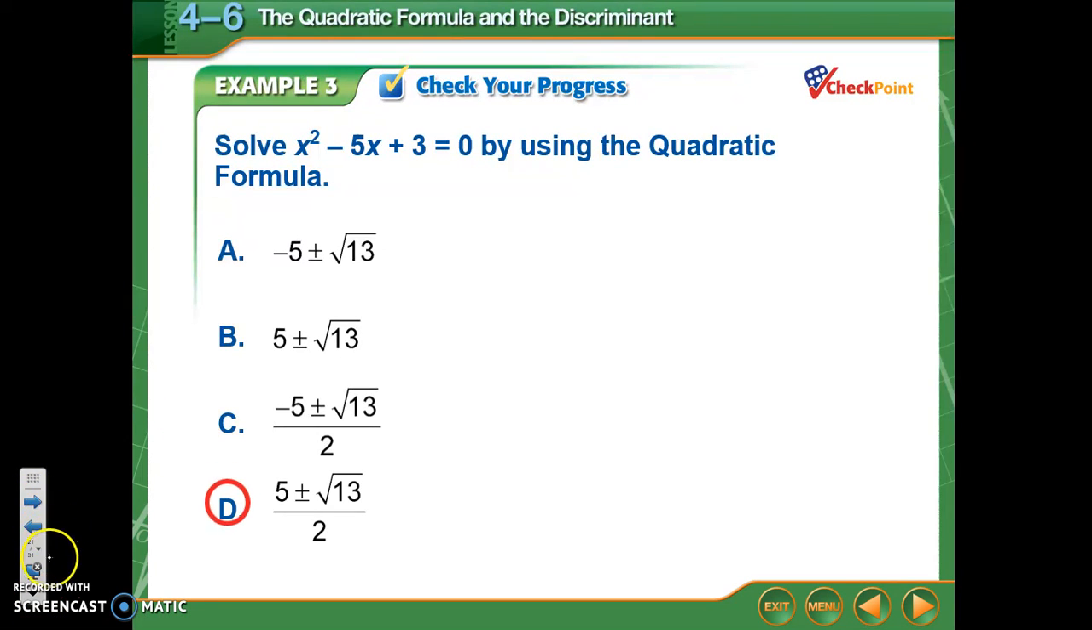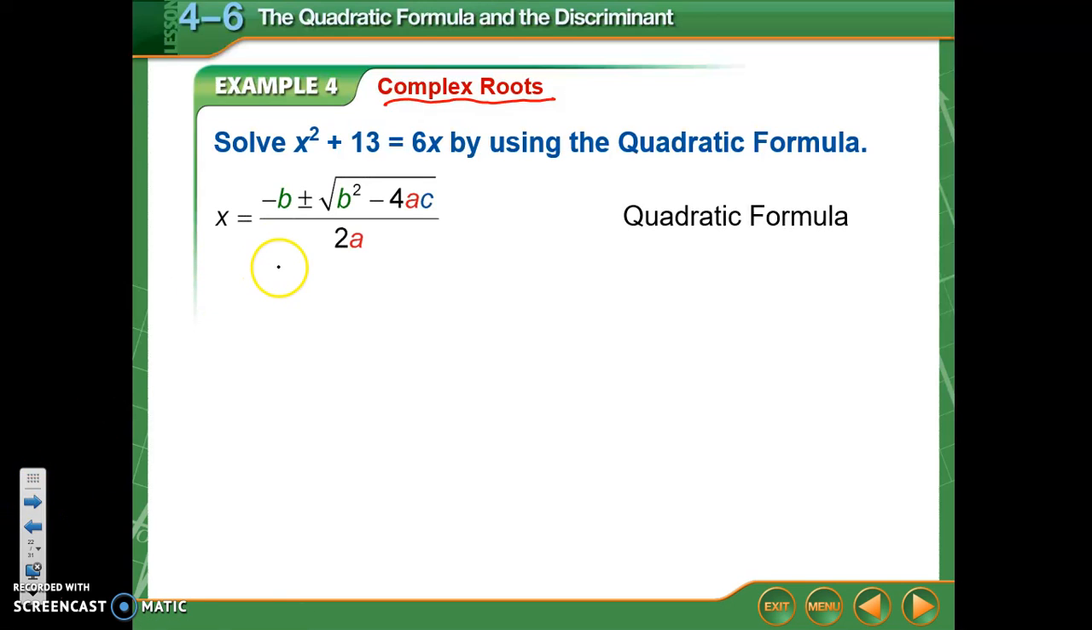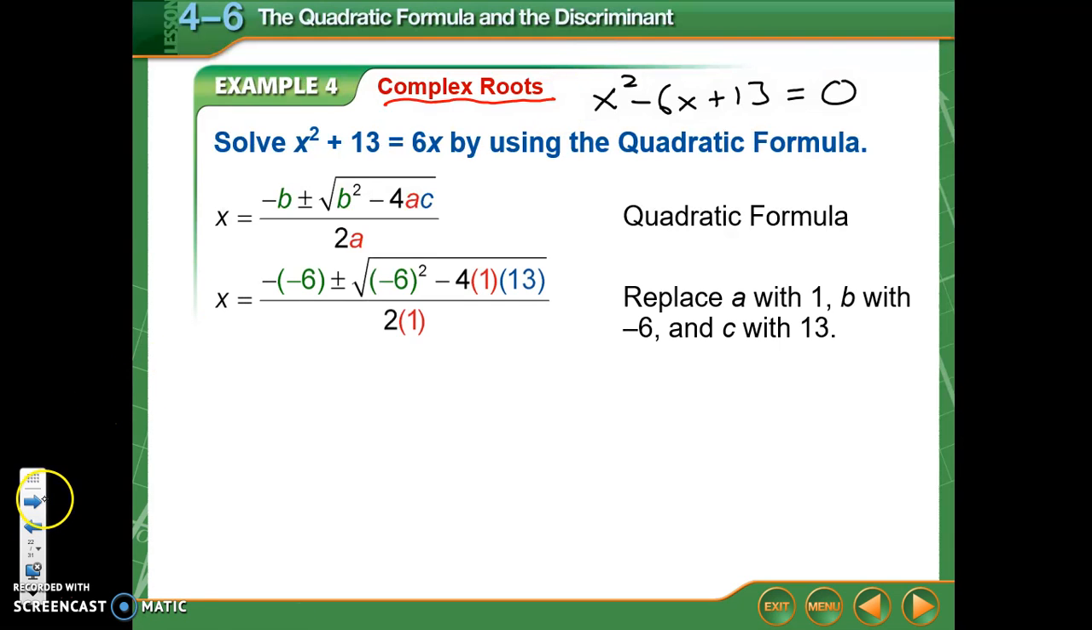Okay, your answer here should be D, 5 plus or minus the square root of 13 all over 2. Okay, now we're going to look at one last situation with the quadratic formula, which was when I get complex roots. We're going to apply what we know about imaginary numbers here. In this case, I have x squared plus 13 equals 6x. I need to rewrite that as x squared minus 6x plus 13 equal to 0. So A is 1, B is negative 6, and C is 13. I always have to get it equal to 0 before I solve.